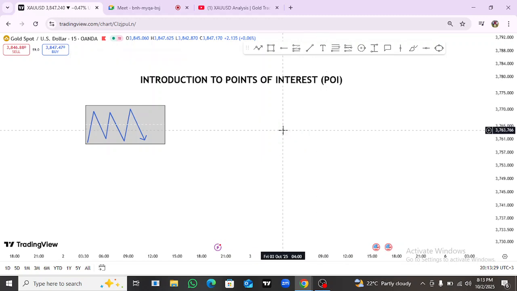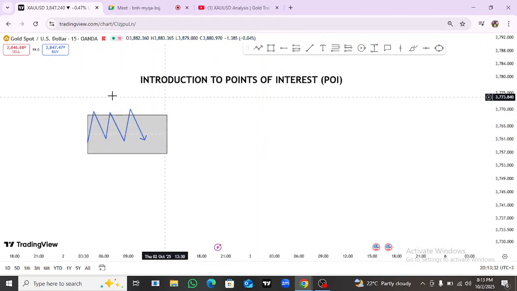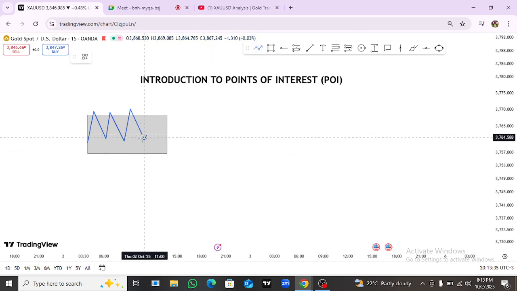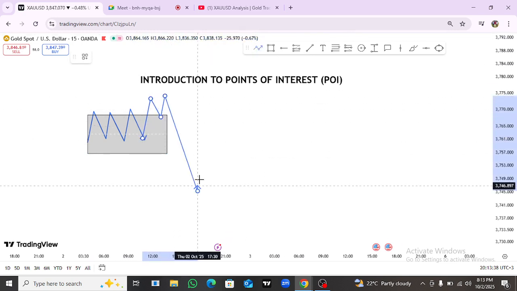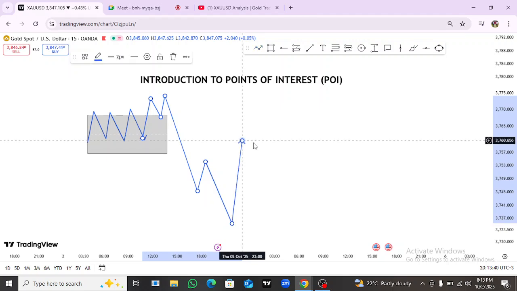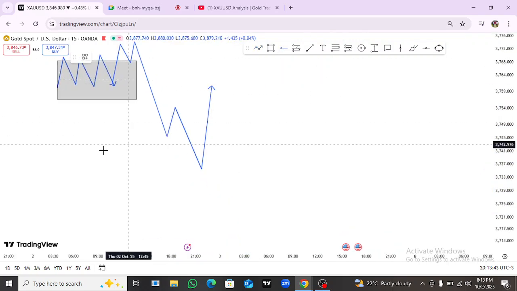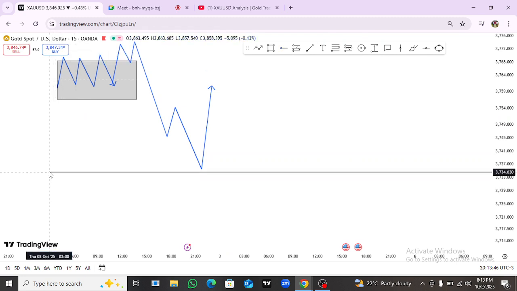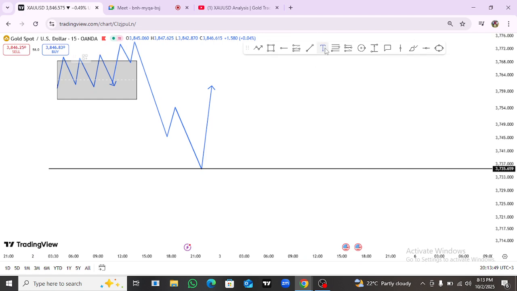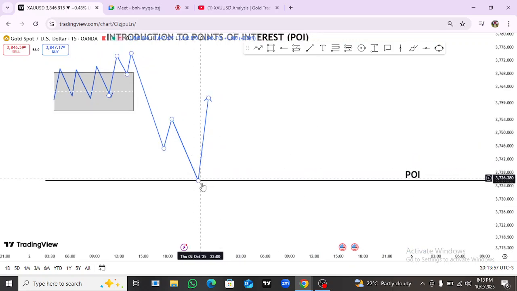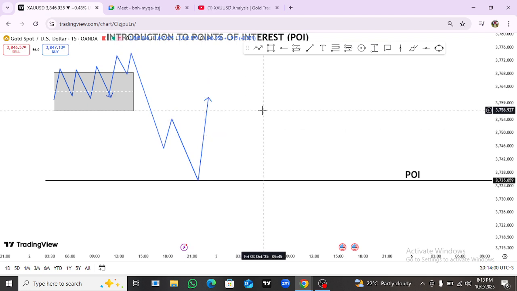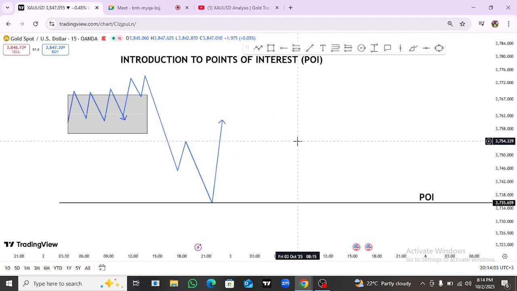As I was saying, whenever these big institutions have collected orders and we have entered the manipulation phase, there's somewhere that price wants to deliver to, and these places are what we now call the point of interest. So this is the POI, the point of interest. When price reaches a point of interest, we have a very massive movement. Why? Because these are areas where these big players have placed their orders. I hope I'm clear up to that point.